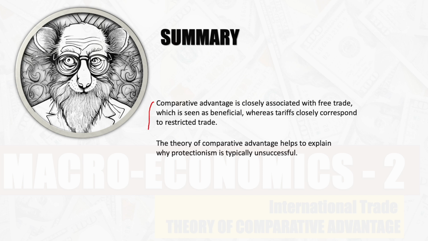Finally, let's see the summary of what we discussed. Comparative advantage is closely associated with free trade, which is seen as beneficial, whereas tariffs closely correspond to restricted trade or protectionism. The theory of comparative advantage helps to explain why protectionism is typically unsuccessful. This is the explanation of why globalization, offshoring, getting cheap labor, and getting manufacturing shifted to cheap labor countries shall be helpful for the mutual benefit of two different countries. That's what this theory is all about.